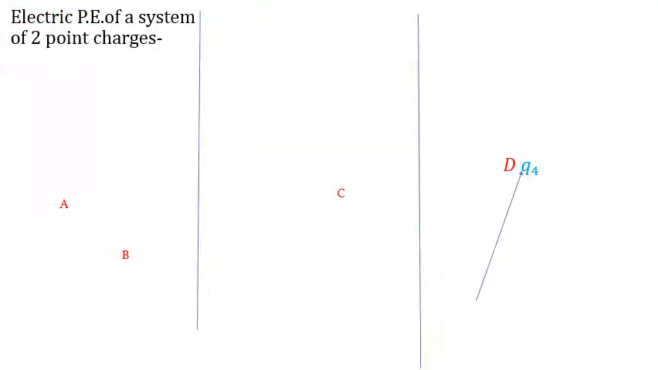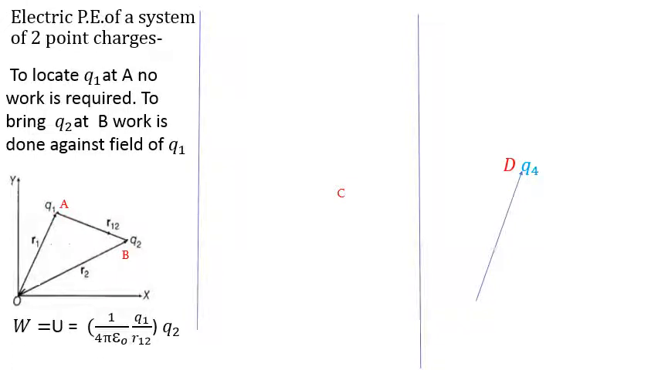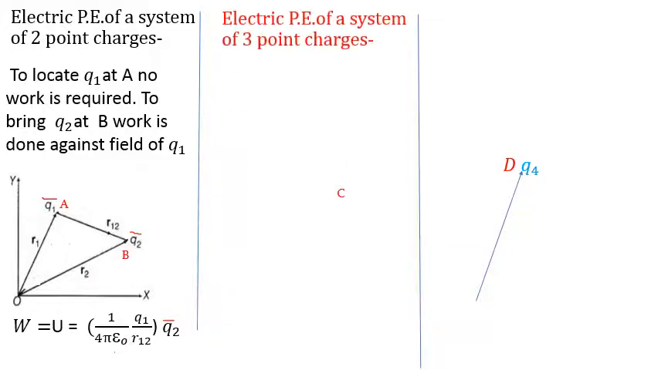Now see potential energy due to 2 charges or 3 charges or 4 charges or n charges at a glance. Now see here, we already derived this formula. This is the potential energy due to only 2 charges Q1 and Q2. Work done to bring this Q2 charge from infinity and to locate it at point B. Work must be done against this field of Q1. Clear? Now second, energy stored or work done to bring 3 charges.